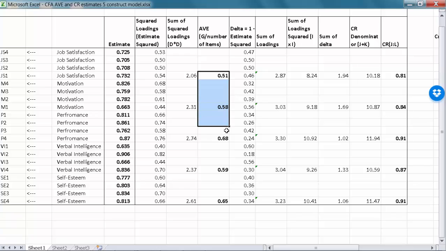As you will see, all AVEs are at decent level. Job satisfaction is the weakest one, but that's probably not surprising given the 7s here. All at acceptable level, about 0.5, and CRs again all very decent at 0.8 and above.